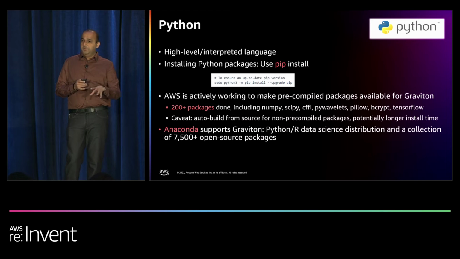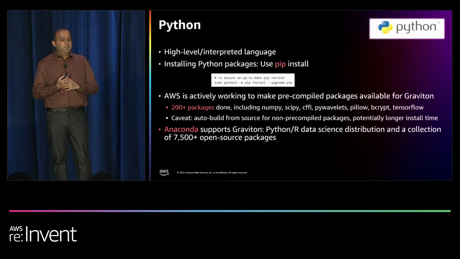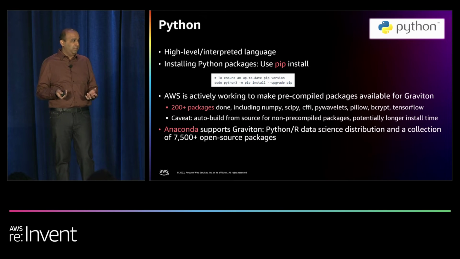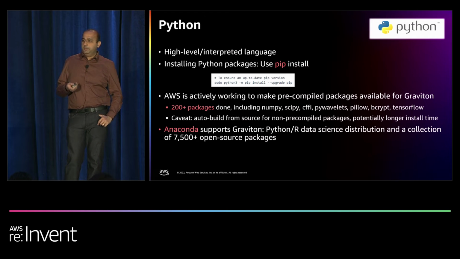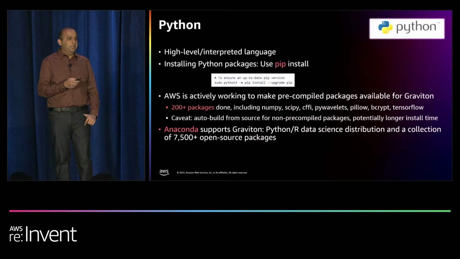There's a bunch of those that are listed on this slide, and there are many more. And one caveat here that I would point out is, while there are many pre-compiled packages that are available, in case you run into a situation where there is not a package that's pre-compiled for ARM, then pip will attempt to build that from source, and that may result in a slightly longer installation time.